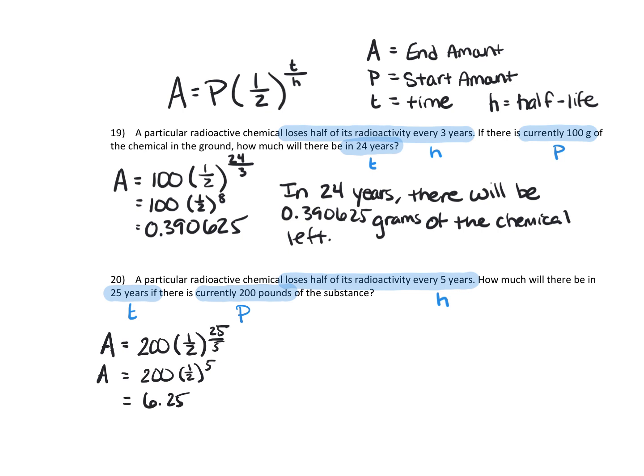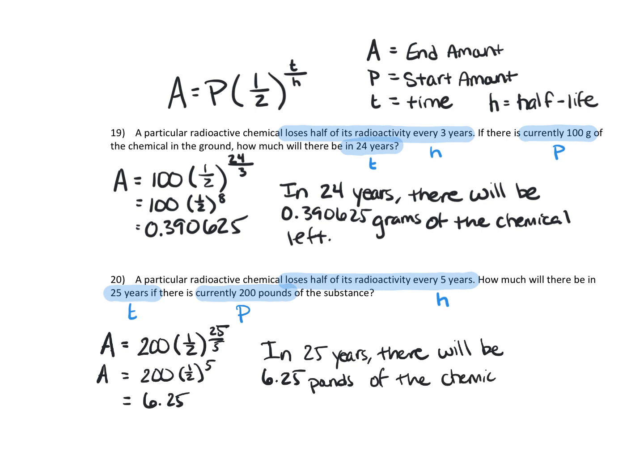So to understand what this means, we need to write it in a sentence. So in 25 years, there will be 6.25 pounds, so remember the units are changing, of the chemical left. And there you have it.